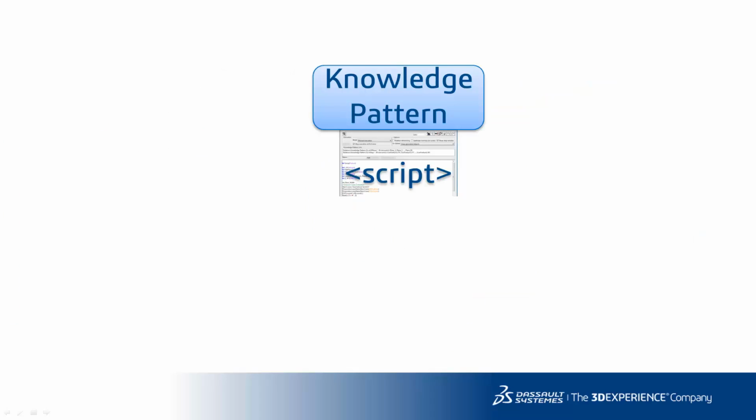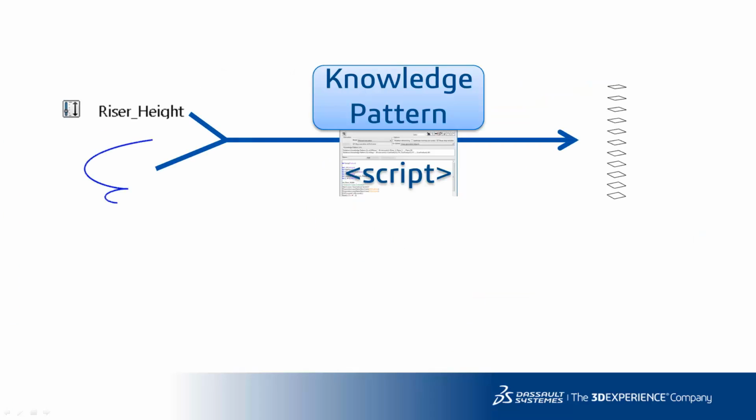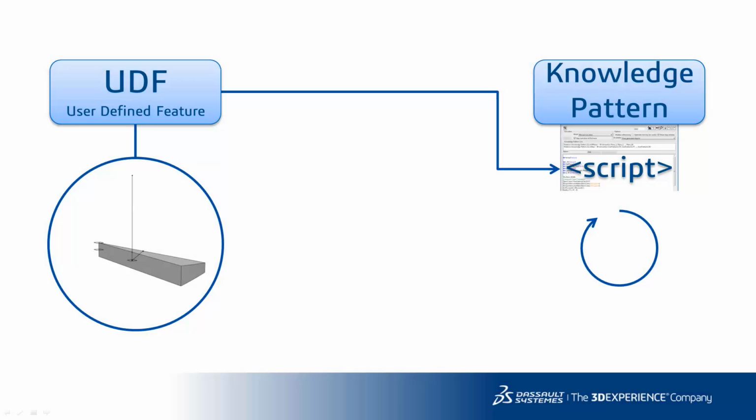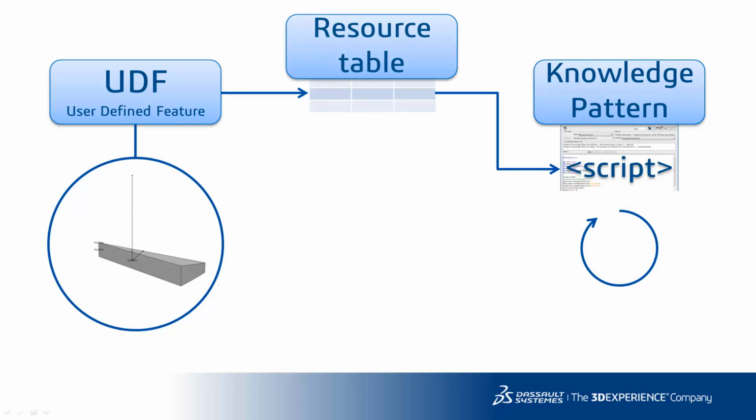Therefore, the knowledge pattern inputs are the 3D curve and riser height parameter to compute a list of planes, the same curve and two planes of the list with a stair width parameter to compute every step. Important: the UDF is a template that could be stored in a different part. To be reused inside the script, it must be stored in a resource table.